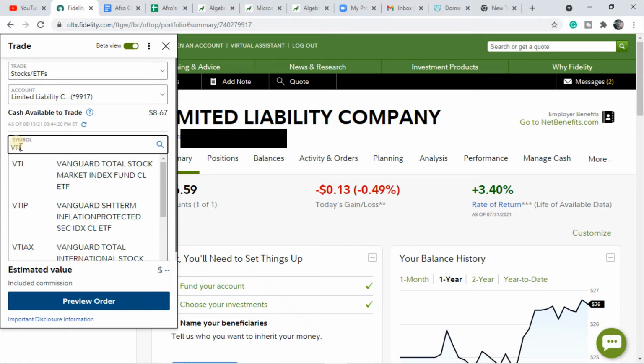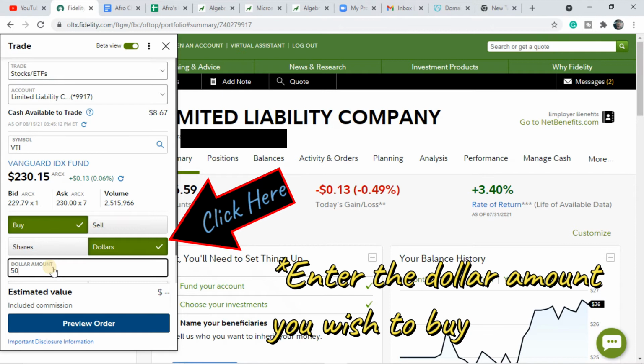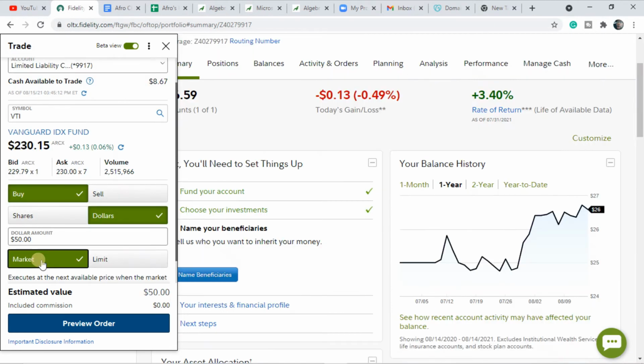And so the ticker symbol I'm going to enter is VTI, and it's going to pop up, and it's telling me that this particular ETF right now trades for $230.15. You don't really need to worry about the bid, ask, or the volume. You want to be buying. Let's say you have $250, so you're going to click on shares. You can buy one share. Or if you want to set it up to dollar amount, I'm going to click on market, and that will tell Fidelity to buy VTI with $50 once the market is open.